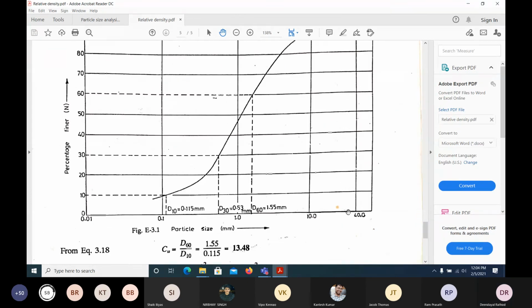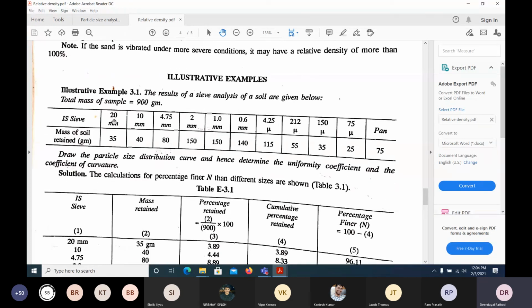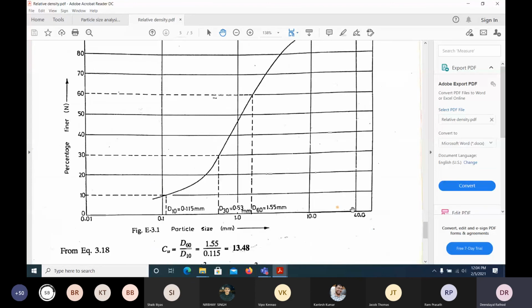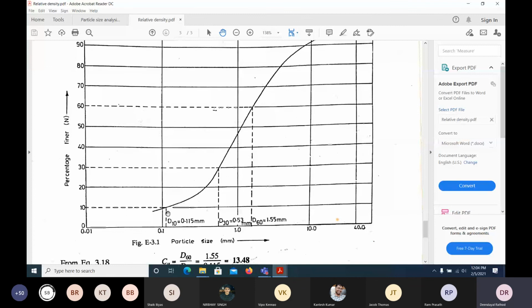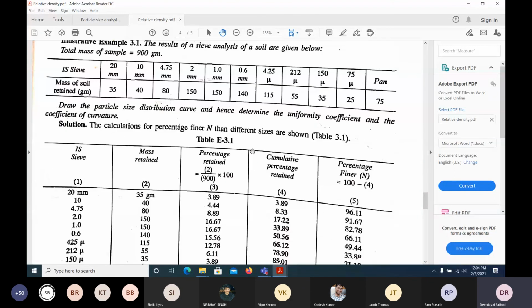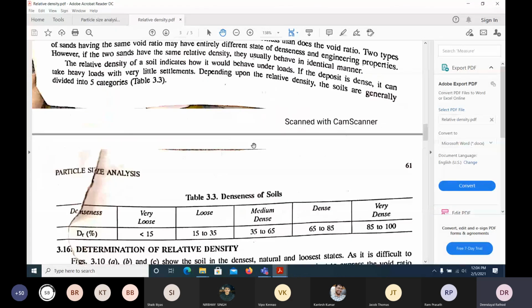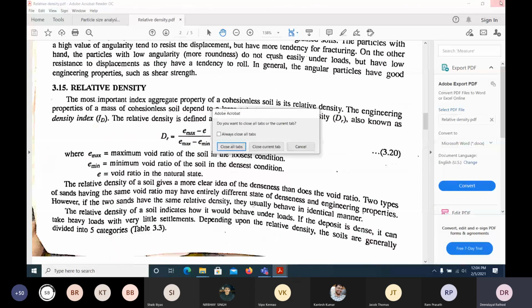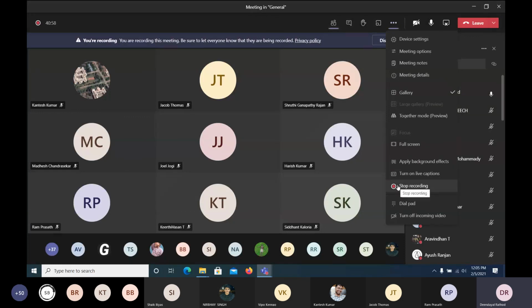What is this? 20 mm. See, we have a 20 mm sieve. We have started with the 20 mm sieve, and then up to here we have drawn. Likewise, these are very important and interesting topics. So maybe next class we'll focus on the soil which passed through the 75 micron.